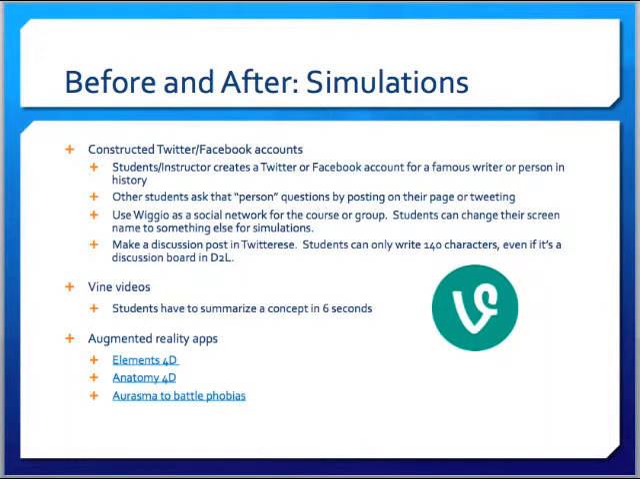Simulations are always interesting to students. Students could create a constructed Twitter or Facebook account for a historical figure, and then the figures could message each other about significant events. You could use Wigio as a social network for the course or the group. Students can change their screen name in Wigio to something else for simulations and then back when they're finished.